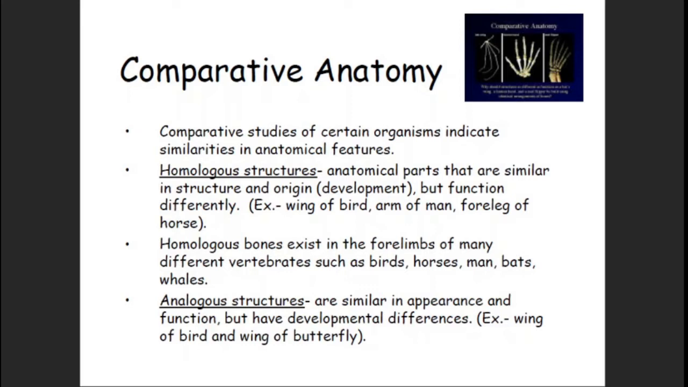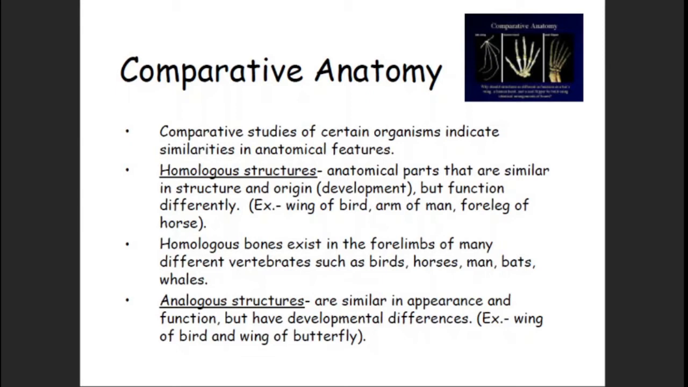These are anatomical parts that are similar in structure and origin, that is, in development they have similar structure and common origin, but they function differently. For example, the wings of a bird, the arms of a man, the four legs of a horse. If we go by their structure and developmental origin, they have a common origin, but their functions are different.